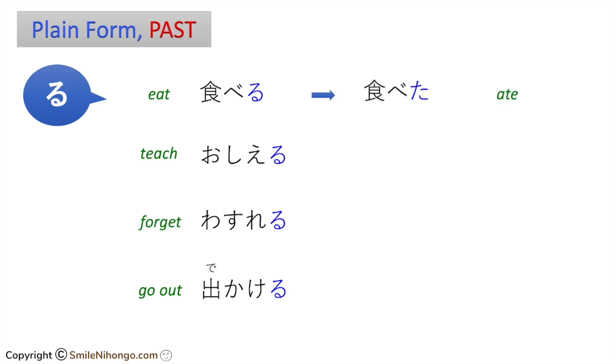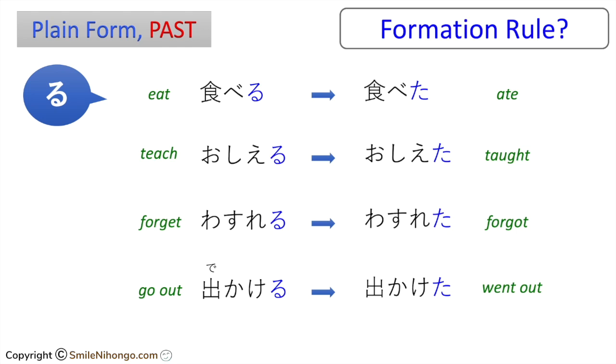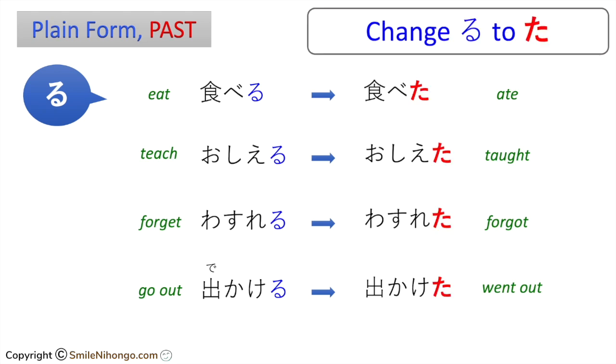Ate is 食べた. Taught is 教えた. Forgot is 忘れた. Went out is 出かけた. How do you convert plain RU verbs into the past tense? It's simple, right? You simply change the ending RU to た. That's how you conjugate plain RU verbs to the past tense.